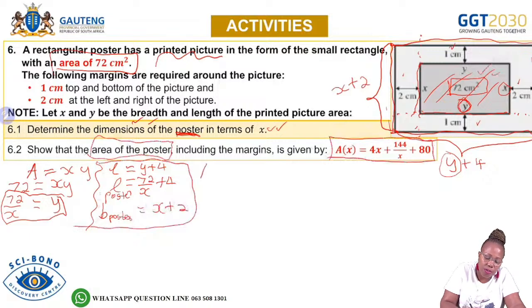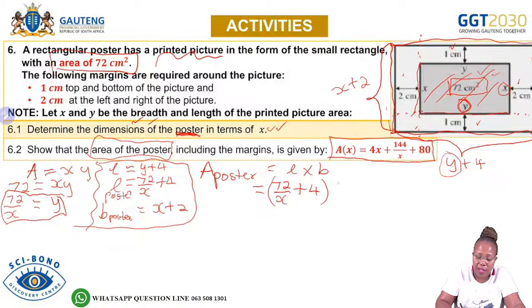The poster is also in a rectangular shape. That means we still use the equation of a rectangle, which is area of a poster is equal to the length by breadth. What is the length of the poster? We have already calculated that in terms of x. We ended up with 72 over x plus 4. Then we are multiplying this with the breadth. What is the breadth? The breadth is x plus 2. Simplify the bracket now. We are multiplying 72 with an x. The x will cancel x. We are left with 72 there.